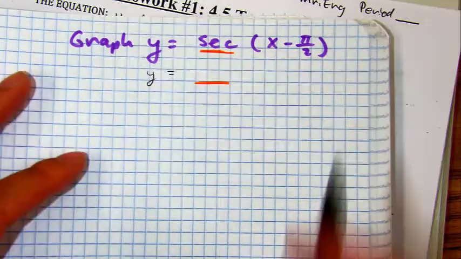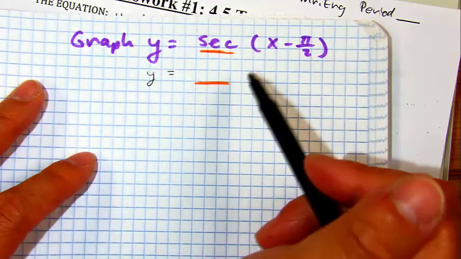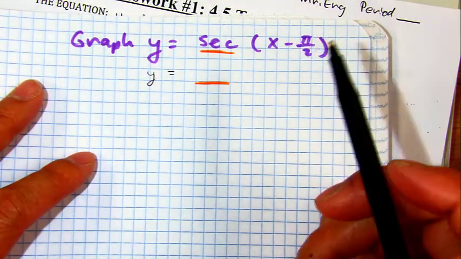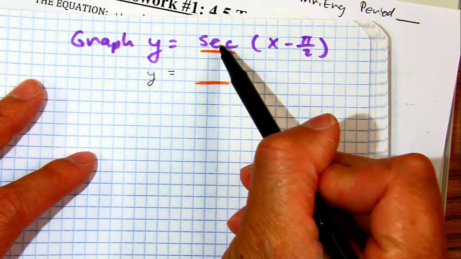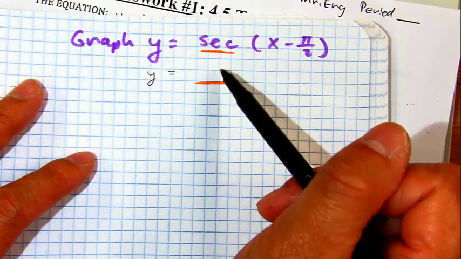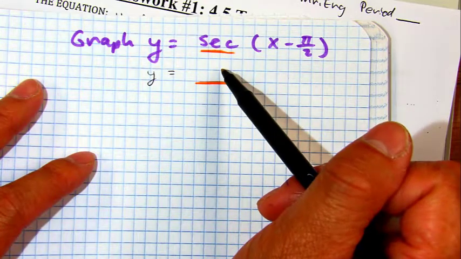Okay, so we're going to graph y equals secant x minus pi over 2. And step number 1, class, is to do what? What's the reciprocal of secant? Okay, we're not going to write 1 over cosine. We're just going to write cosine.